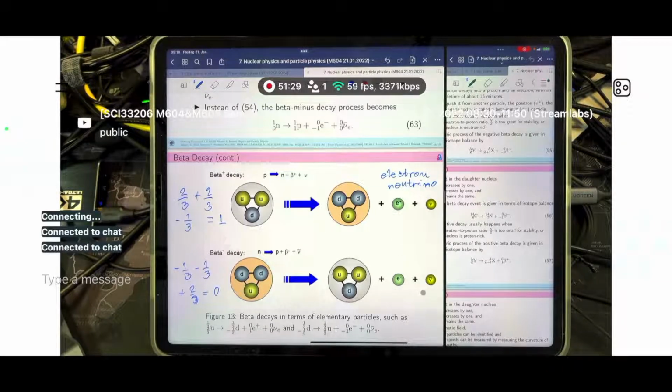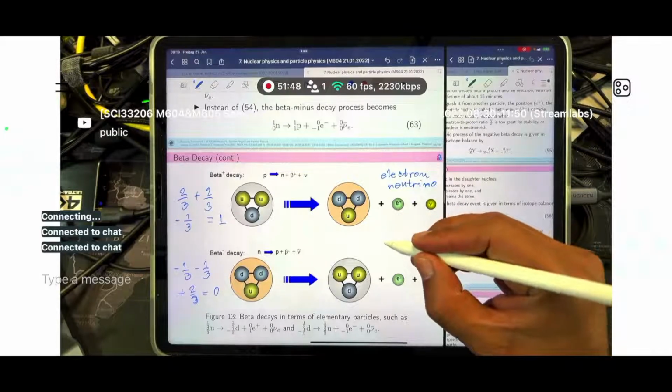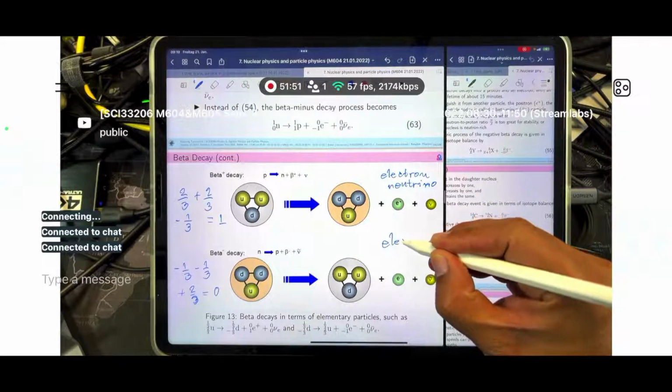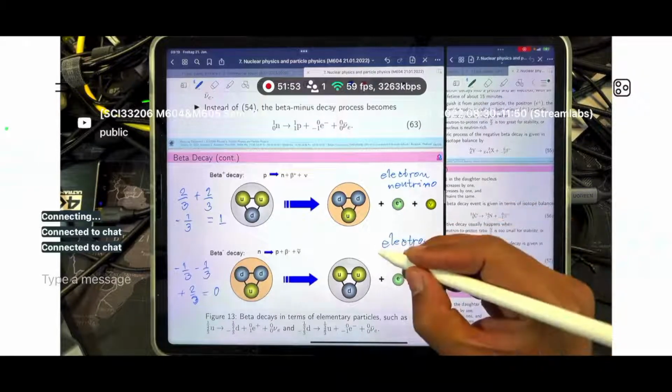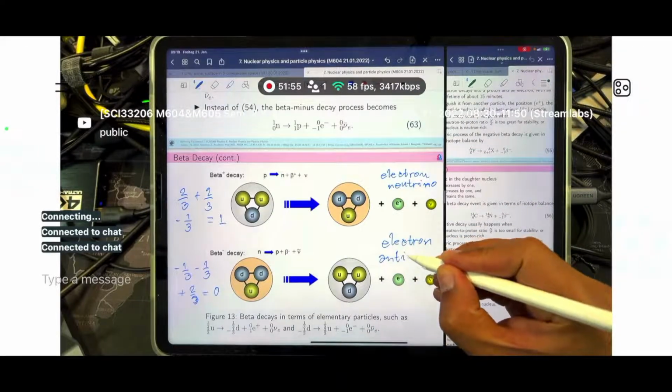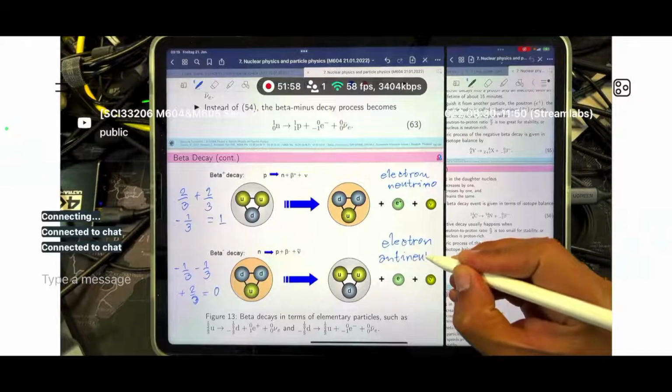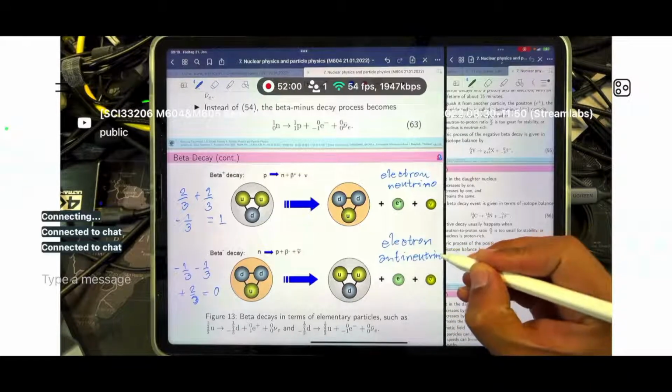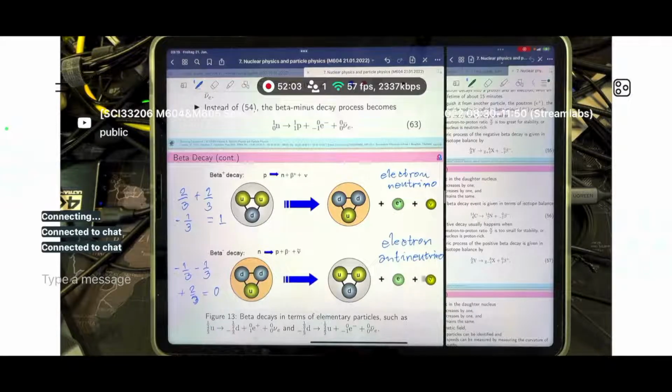And during this emission, there will be an electron emitted, which is the beta minus particle. And apart from this, the missing particle is added, which is the electron antineutrino. Okay, they may use the tilde symbol or the bar, it's up to them, but don't worry about it. This is called the electron antineutrino. Okay, it's the antiparticle to each other.